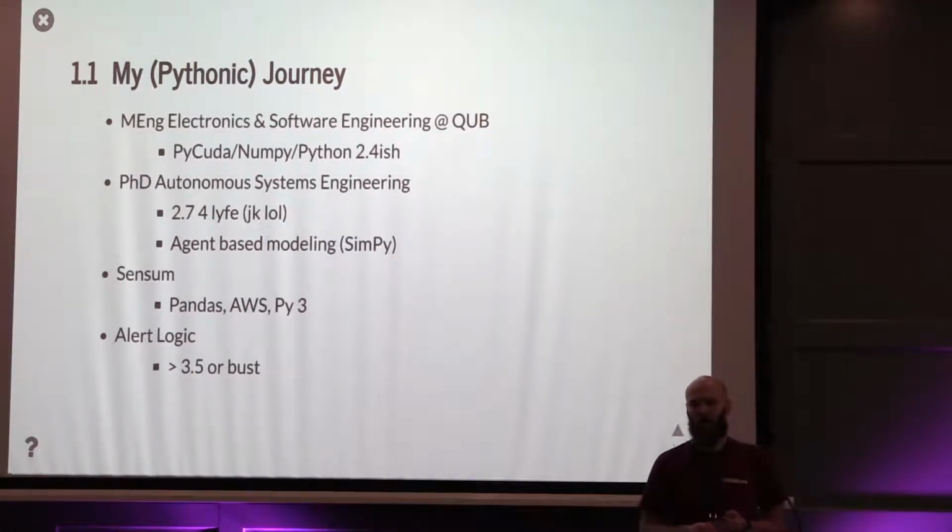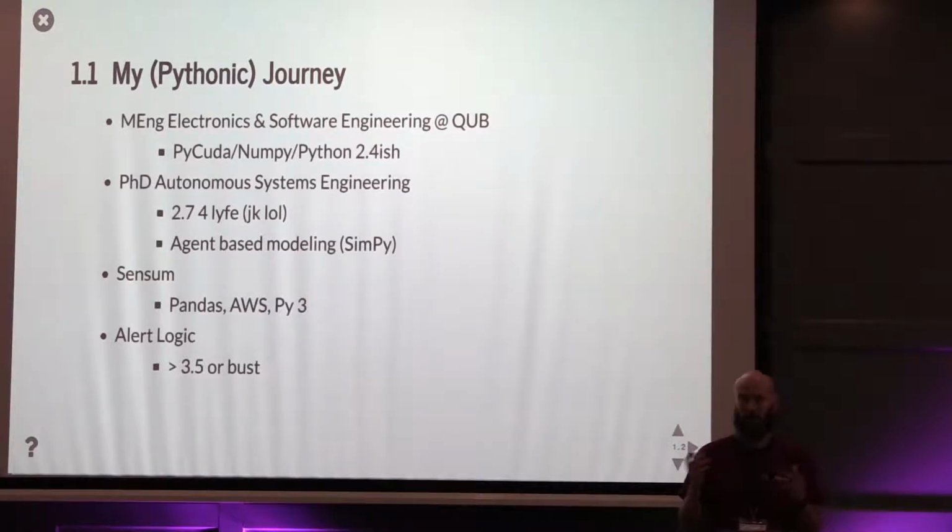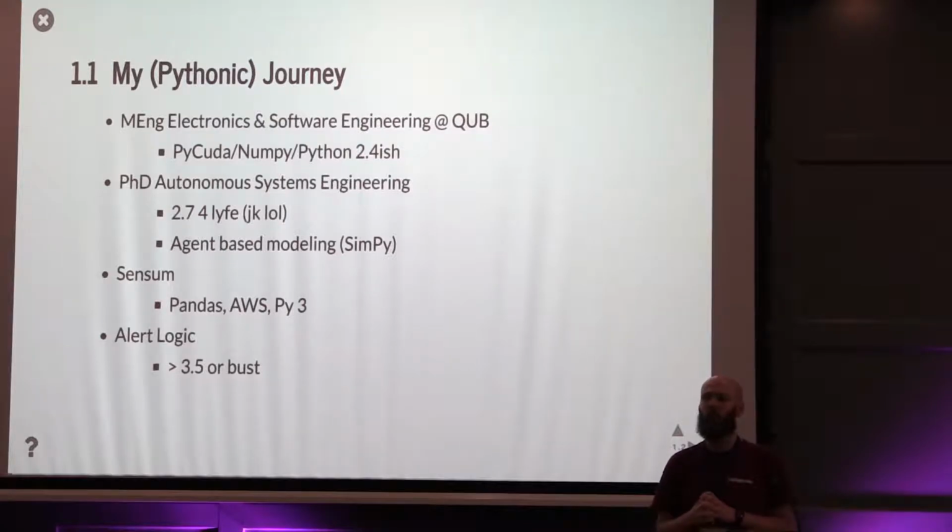Then during my PhD, I was doing defense research on collaborative autonomy for autonomous underwater, or what other kind of submarines are there? Autonomous submarines. That was Python 2.7 for life, and it was agent-based modeling based on SymPy, which helpfully broke and changed its dependencies two weeks before I was due to hand in. So that was my first introduction to pinning in requirements.txt files.